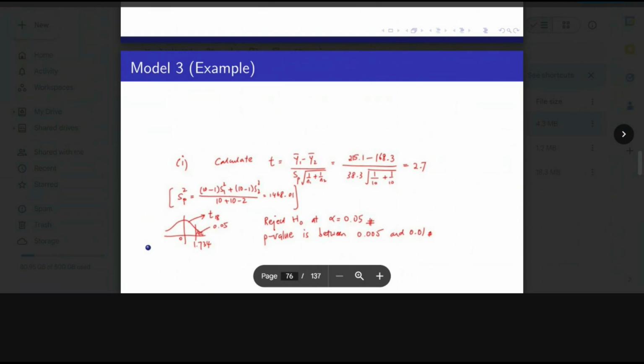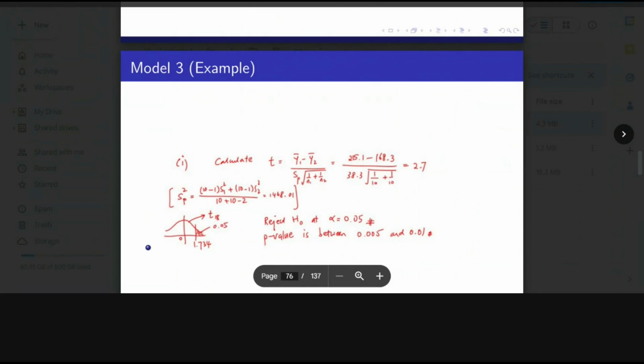And it always helps to draw a small picture. 18 degrees of freedom, this is the critical value, 1.734. So of course you reject the null at this level. Why? Because your t value, 2.7, is outside here. It crosses the 1.734 already, so you reject it at this significance level. This is using the significance level approach.